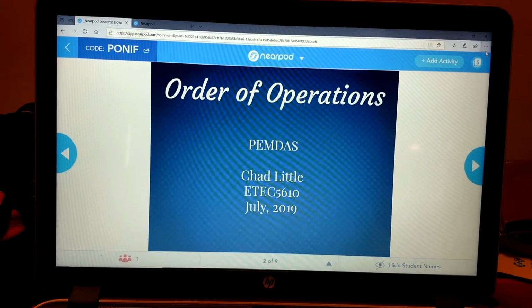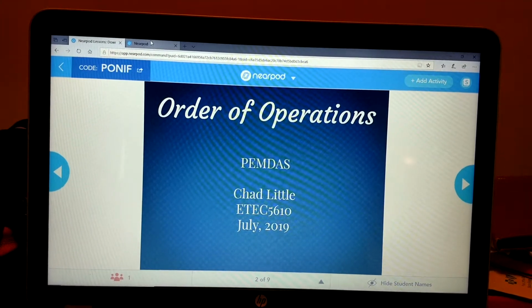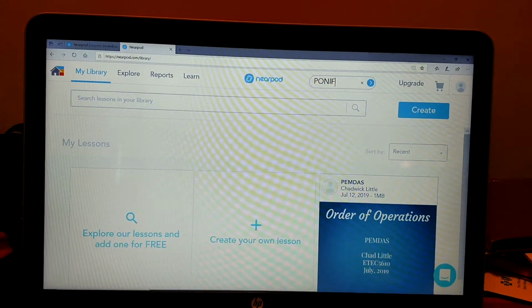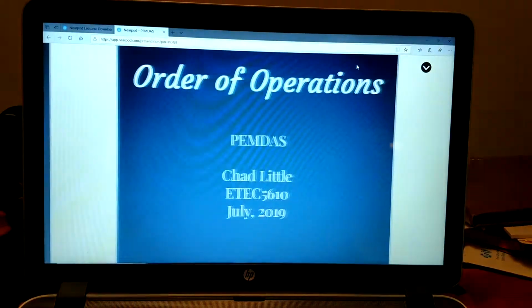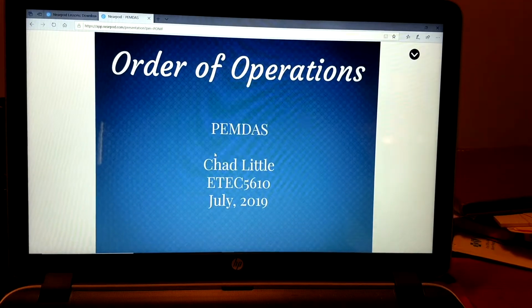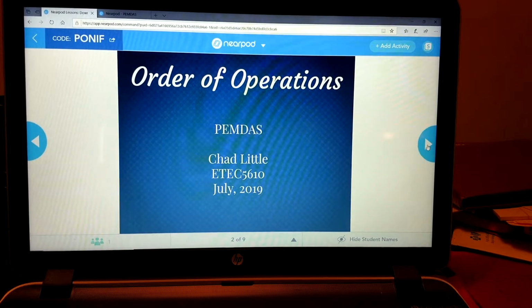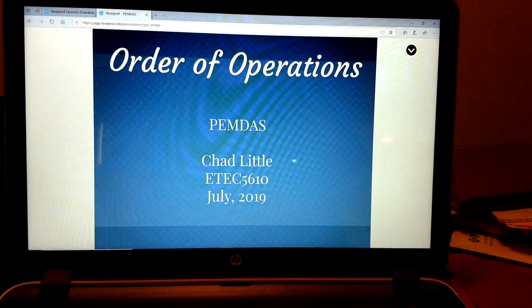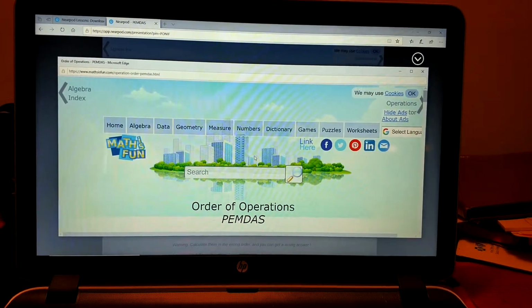It's very simple on Nearpod. It gives you the code up in the left hand corner. The student signs in and enters their code. There's usually a step for them to put their name in, but my name is already in there, I guess. Okay, this is the teacher view. The next page opens a website, and it just runs through the order of operations review.